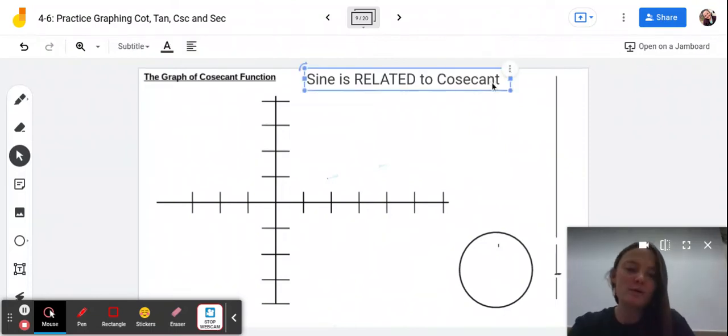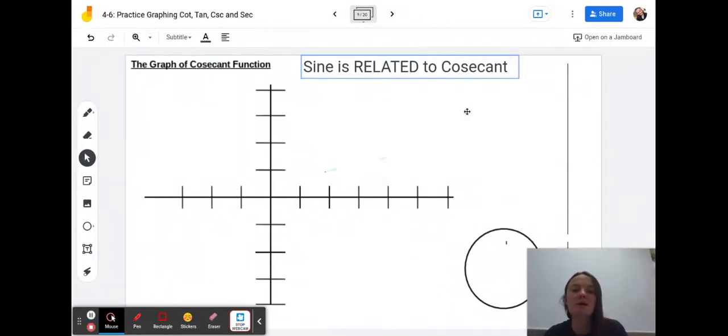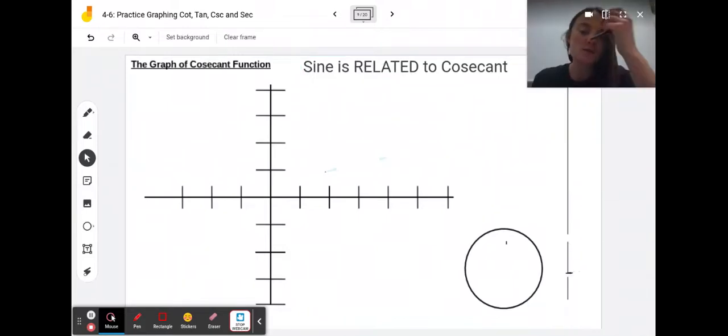Hey everyone, what we're going to be working on today is cosecant and secant. How do we graph them and how are they related to things that we already know? So let's go ahead and start.